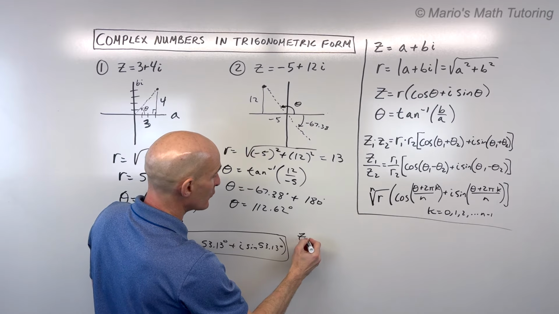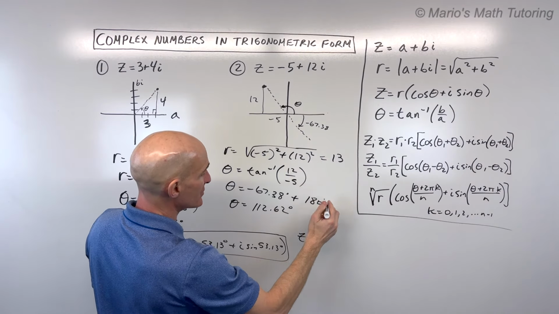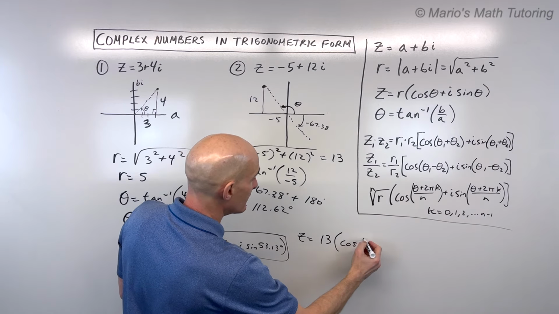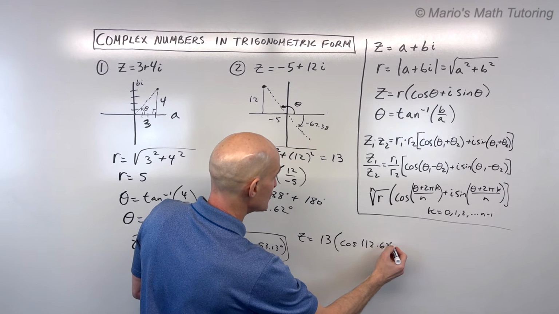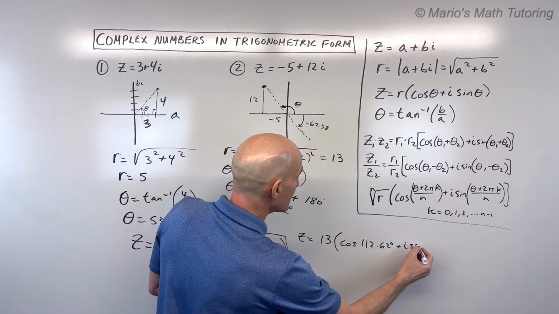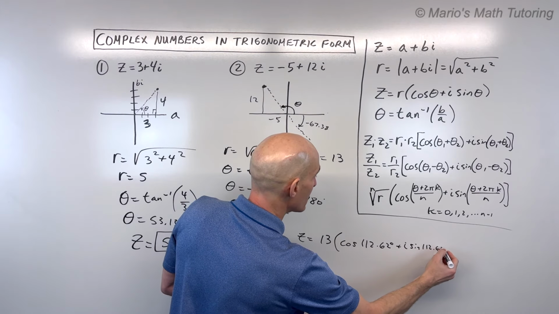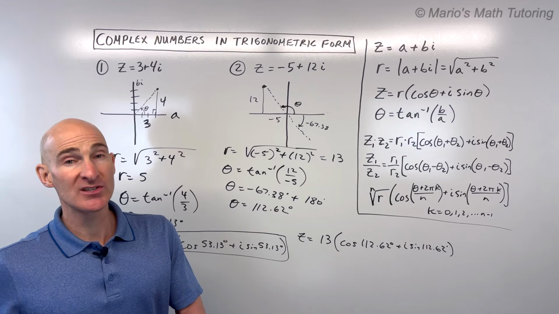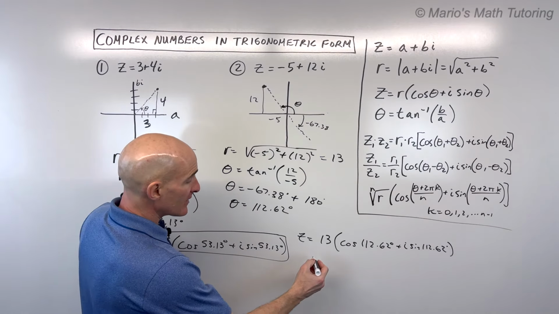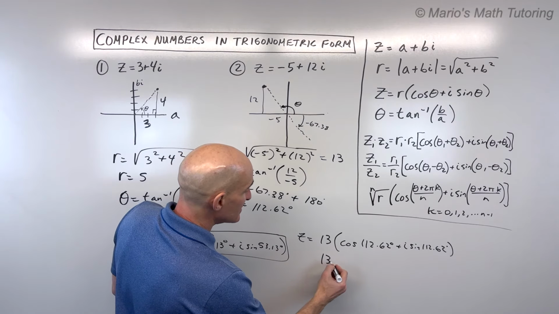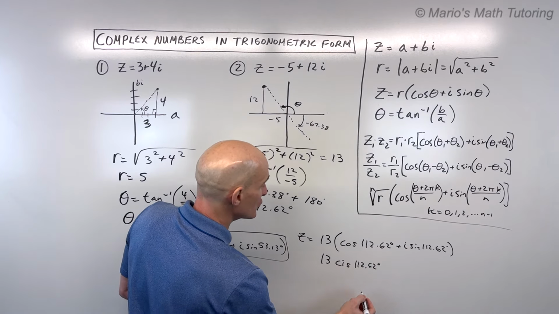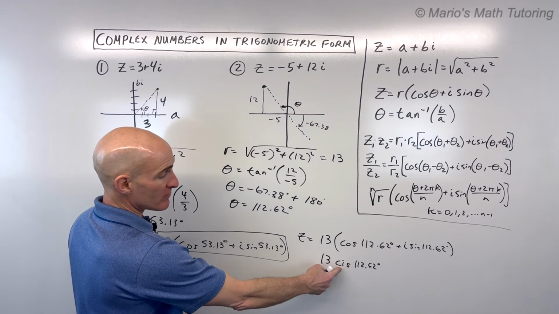Okay, so final thing now is to go ahead and write this in the trigonometric form right here. So our complex number would be written like this: r, which is 13, parentheses, cosine of the angle, 112.62 degrees, plus i sine 112.62 degrees. Now, you might be saying, Mario, my teacher does it a little bit different. They write it like this. They say 13 cis 112.62 degrees.